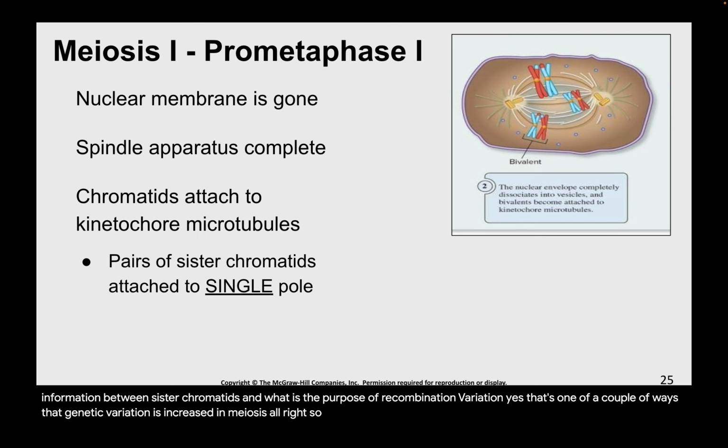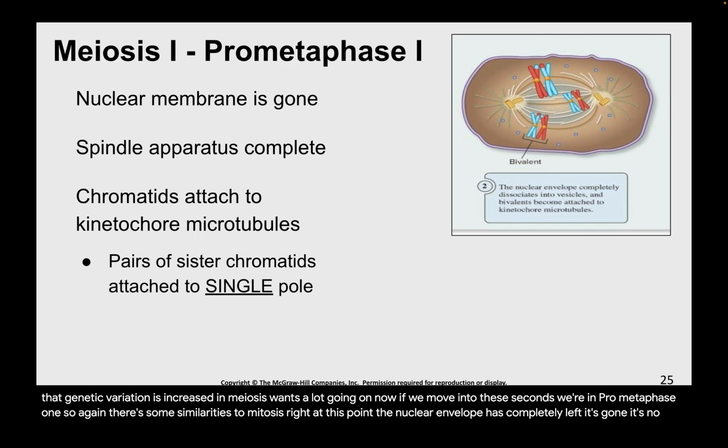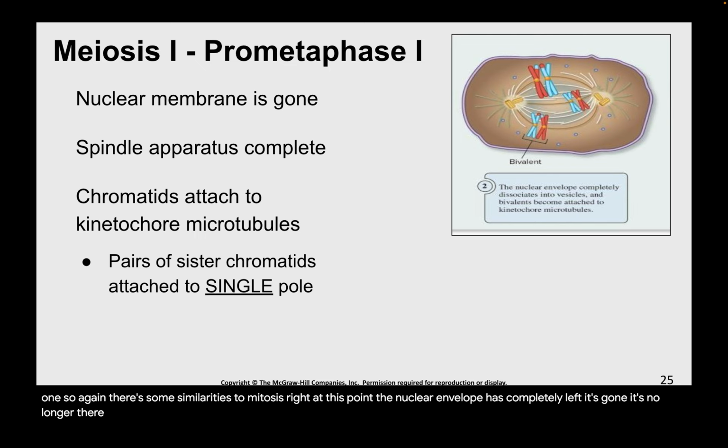All right, so that was still all prophase 1. Prophase 1 has a lot going on. Now if we move into these second steps, we're in prometaphase 1. So again, there's some similarities to mitosis. At this point, the nuclear envelope has completely left. It's gone. It's no longer there. The spindle apparatus is complete, and the spindle fibers have connected to our chromosomes.